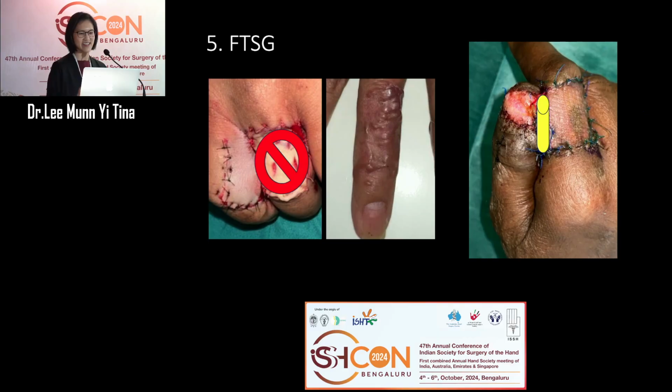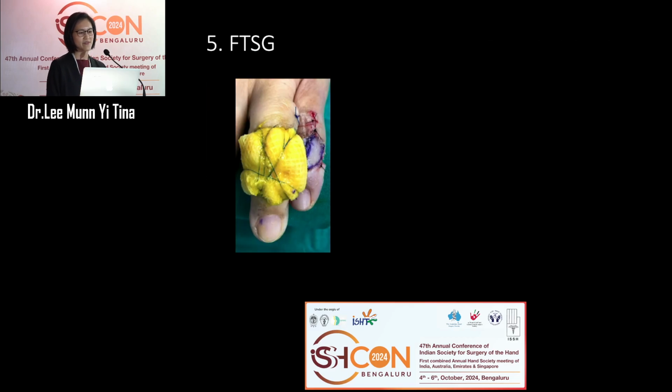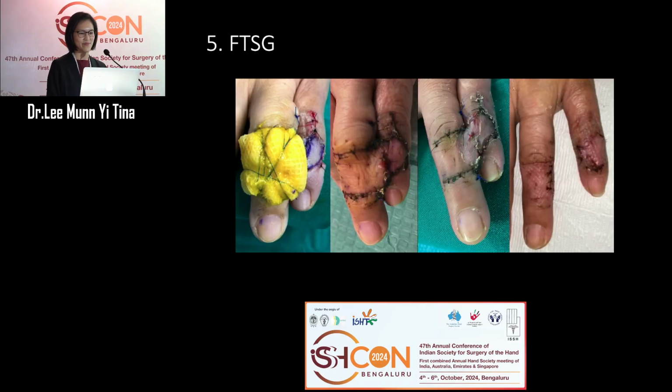So what I do is I take a roll of Jelonet or any form of tulle gras dressing, roll it up into a cigarette rather, put it there and ensure that the cigarette layer is flush with the level of the full-thickness skin graft. Thereafter, I do a tie-over, and then the tie-over is usually kept for about 1 to 2 weeks before I remove it, and then I start the patient on regular therapy and divide the flap.